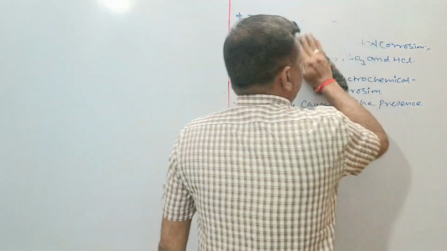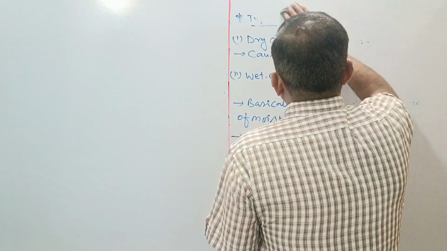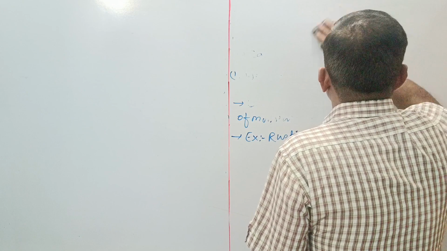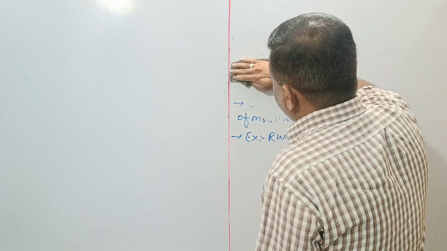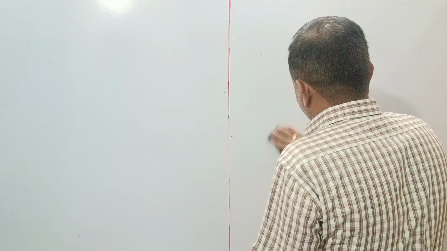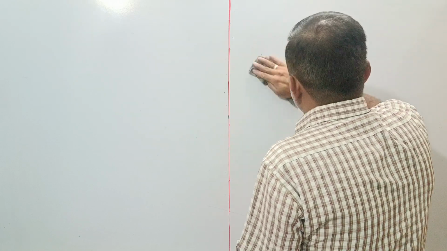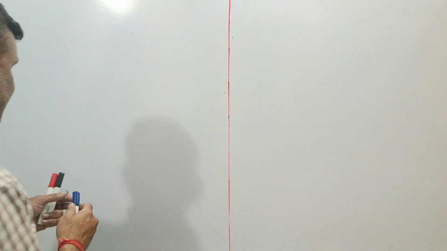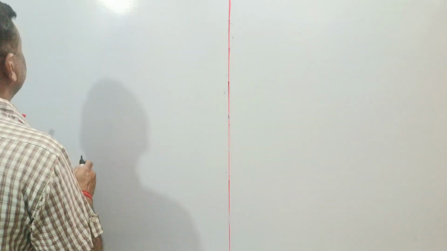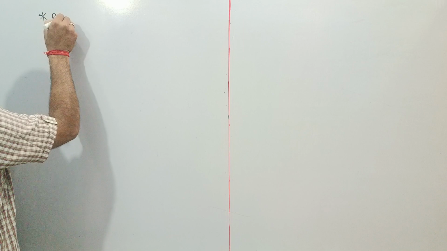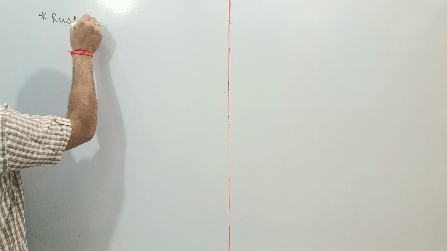So this is the rusting of iron. If the metal surface is smooth, then the probability of rusting of iron will be lesser than on a rough surface. Meaning, if the metal surface is rough, then corrosion will be more, and if the metal surface is smooth, then the probability of corrosion will be less. So this is the process of rusting of iron.